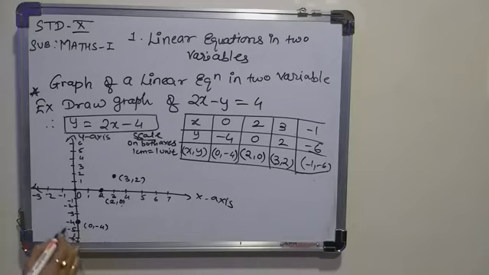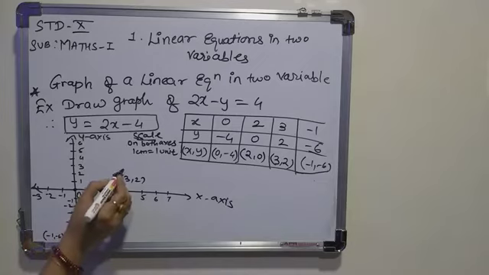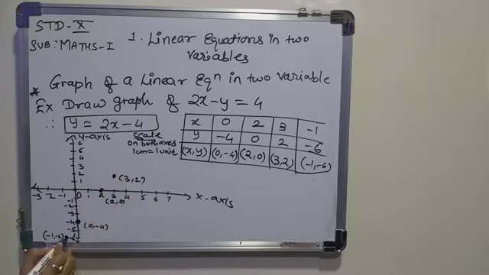Here, -6. Clear? This is a -1 and -6. Now all these points are collinear. Why? Because there is only one single line which is passing through all these 4 points. Means all the 4 points are correct.